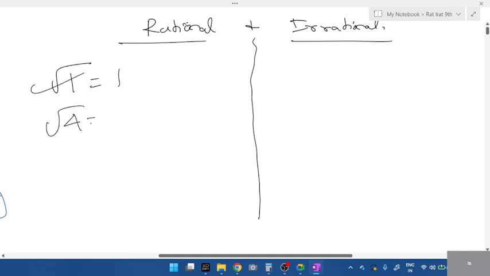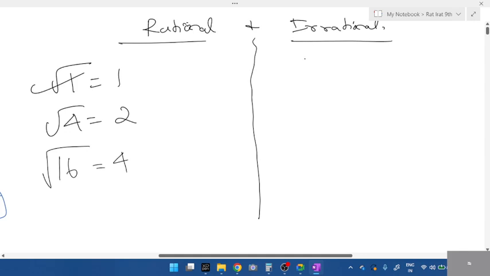Square root of 1 is a perfect square number. What is square root of 4? 2. Yes. Square root of 4 is 2, students. So square root of 4 is a perfect square number. Let me take 16. Is 16 a perfect square number? Yes. If you square root it, what do you get? 4.